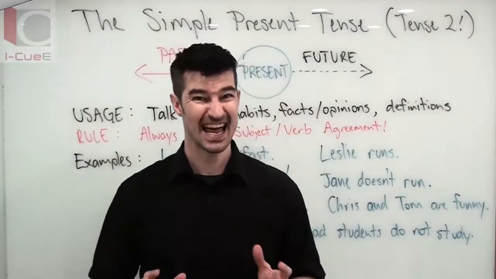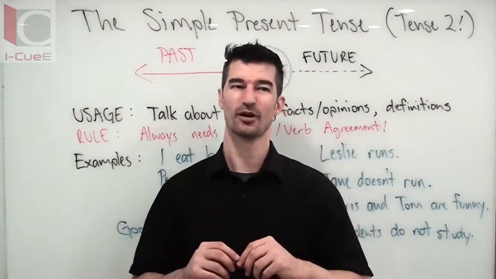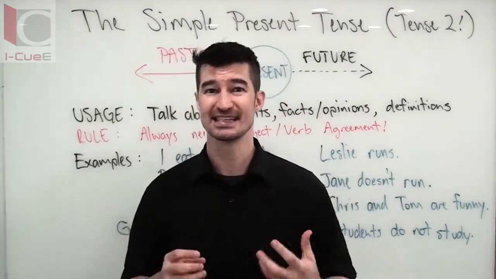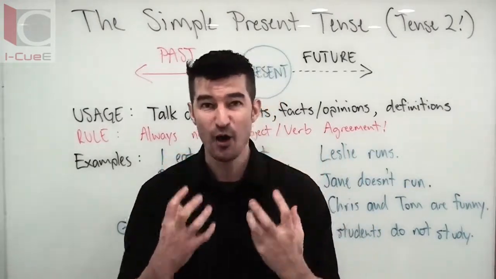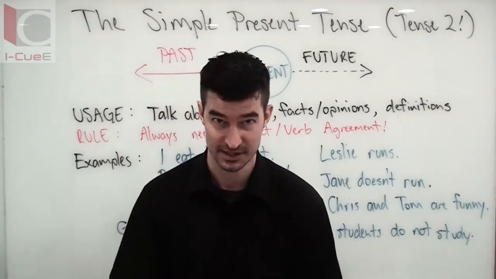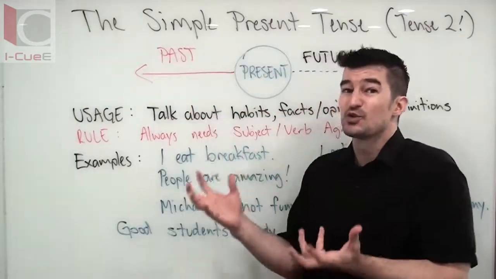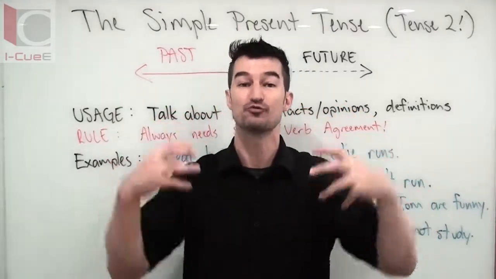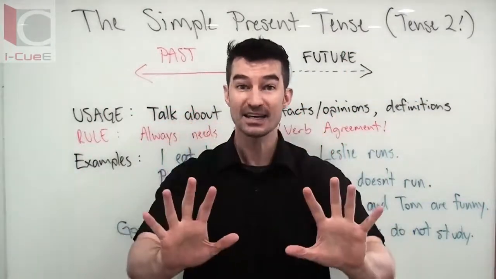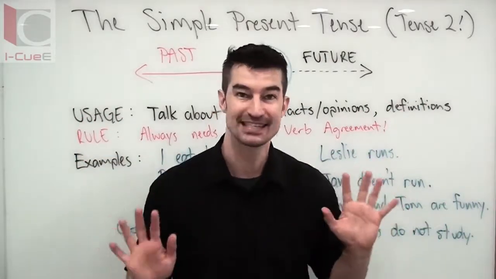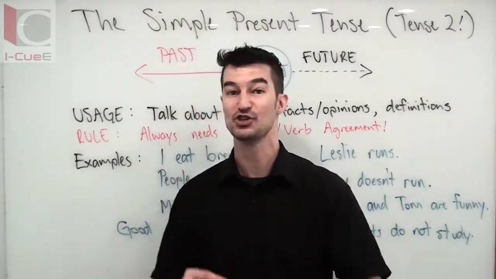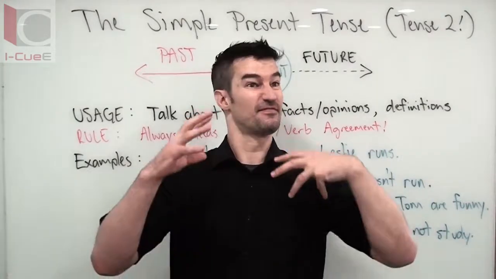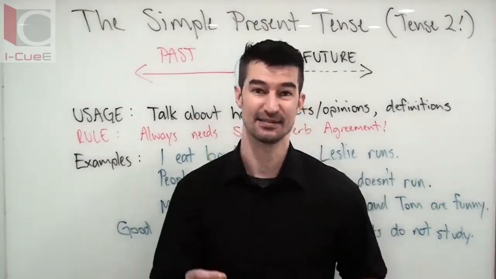Now, the simple present tense can be a difficult tense for a couple of reasons. First, a lot of students get confused about how the simple present tense is used. A lot of students will use the simple present tense to talk about the things that they are doing right now. But that is not the simple present tense. If you talk about things you are doing now, that's a different verb tense. That's called the progressive tense, okay?